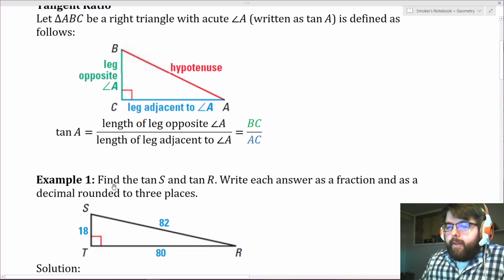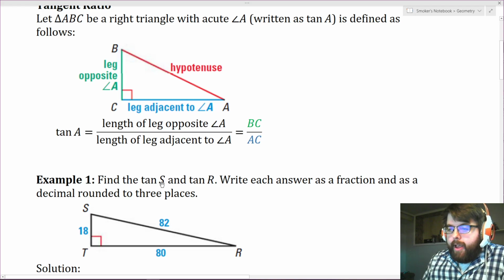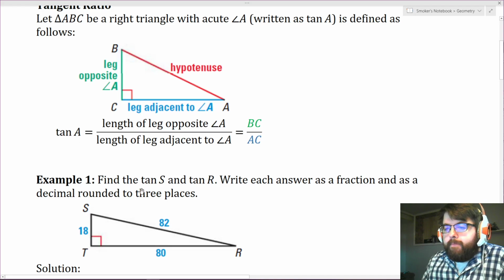So example 1, find tangent of S. Tan S means tangent of S. This TAN is a short way of writing tangent. This is technically tangent of S. This is technically tangent of R. Sometimes I might say tan S, shortening what this actually means, which is tangent of S. It's asking us to write the fraction and as a decimal.